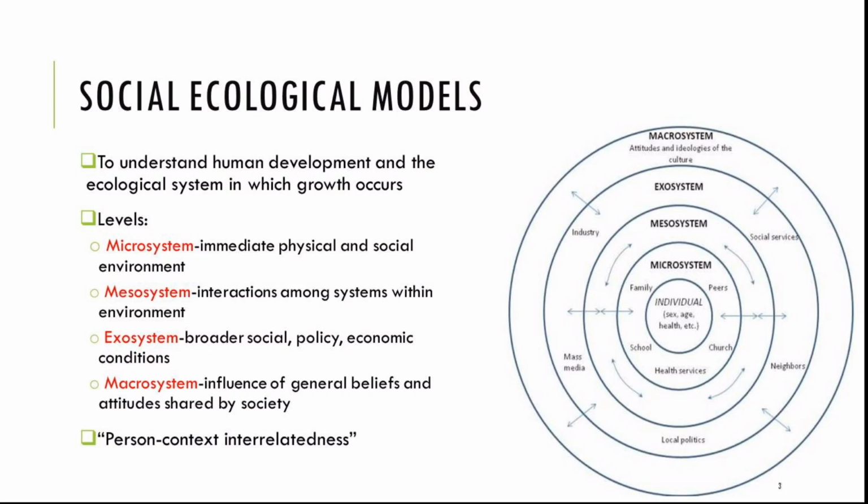Social ecological models help us to understand why human development and the system in which growth occurs. Social workers are taught about these types of models in school and use them day to day in practice. There are several layers within these models. The microsystem, which is the immediate physical and social environment. The mesosystem, which are interactions among the systems within the environment. The exosystem, which are the broader social, policy, and economic conditions. And finally, the macrosystem, which is influenced by general beliefs and attitudes shared by society. As you can see in the circle, the person or individual is in the center of the model, and all levels are interrelated.